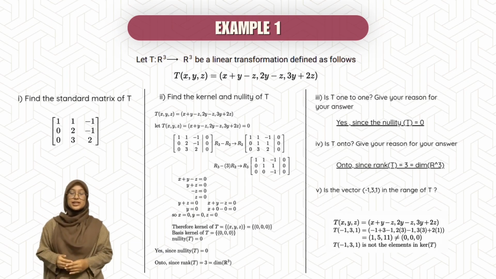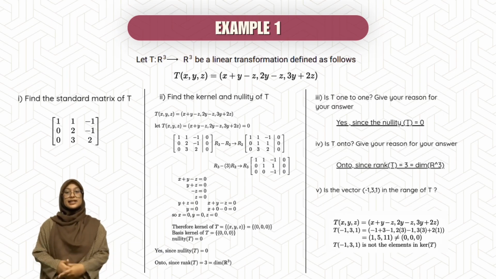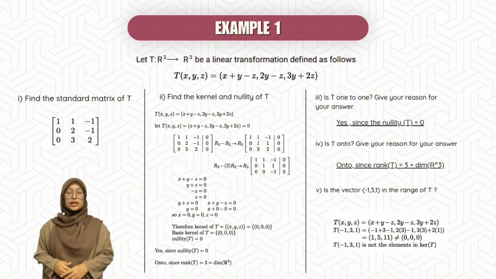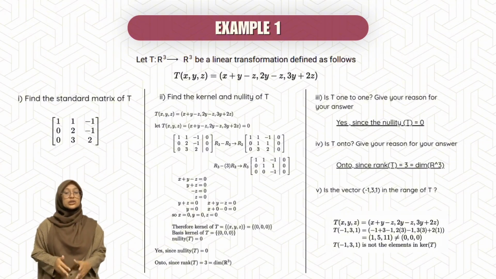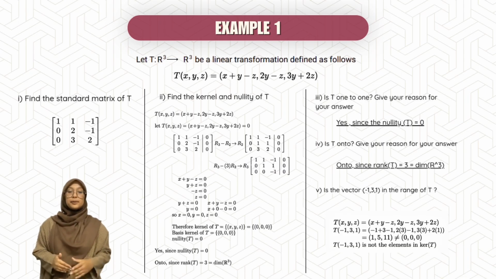The transformation is onto. Finally, let's look at question 5, which asks if the vector (-1, 3, 1) is in the range of T. The slide plugs -1, 3, and 1 into the transformation to get 1, 5, and 11, and concludes it isn't in the kernel.